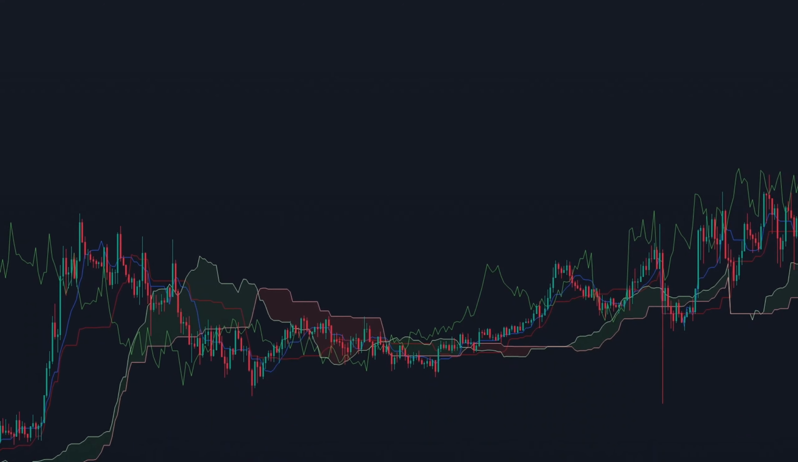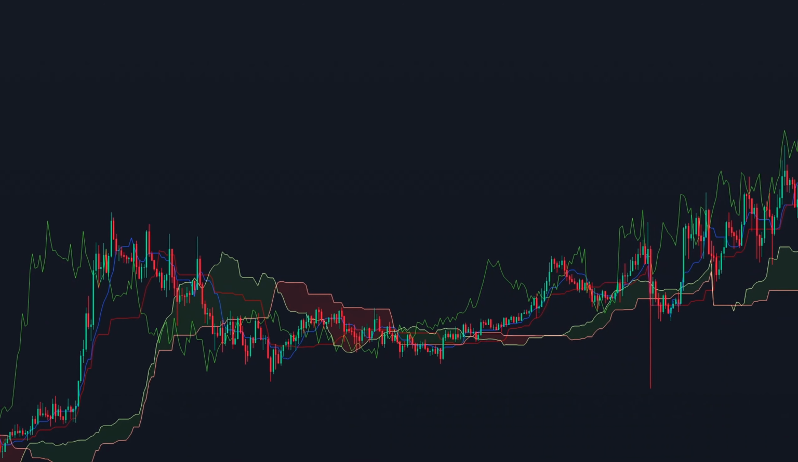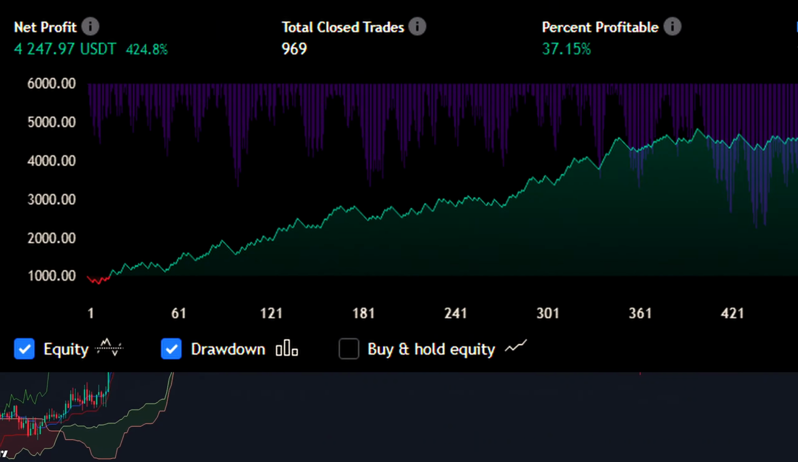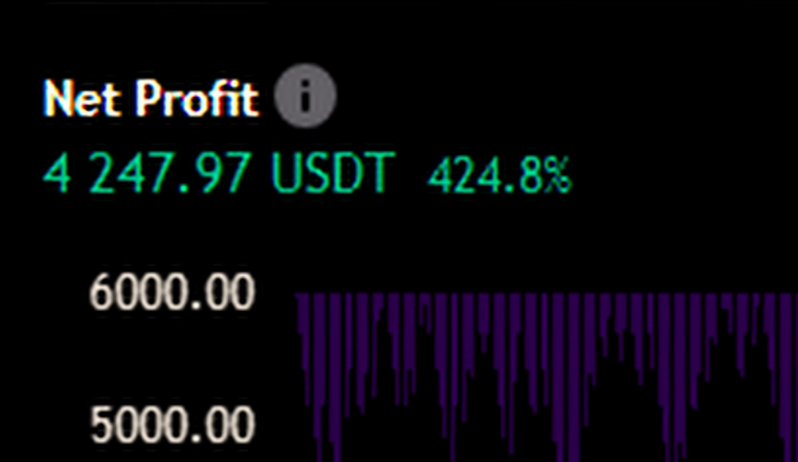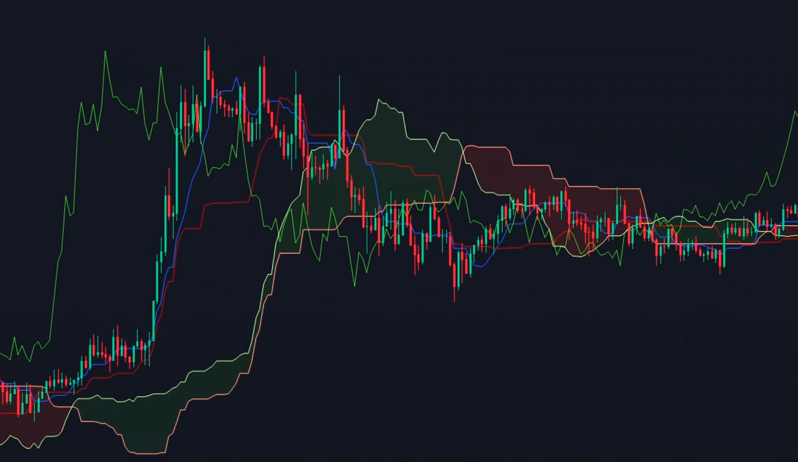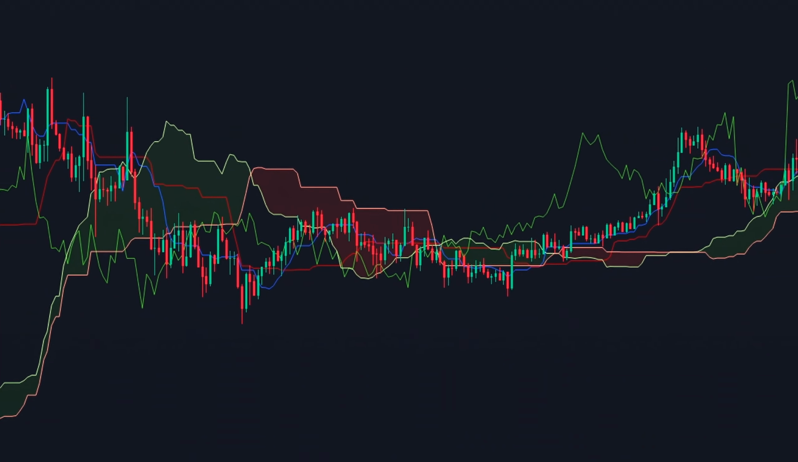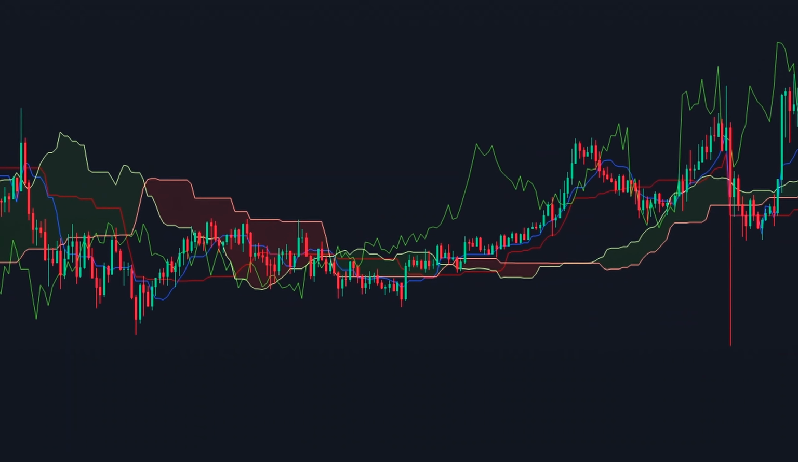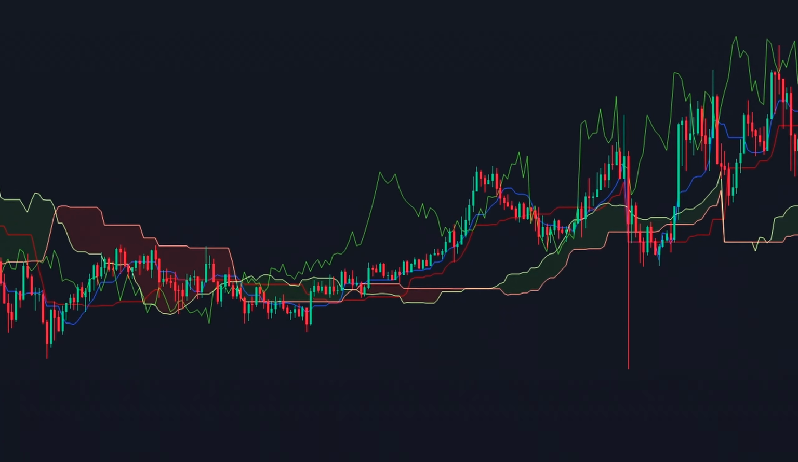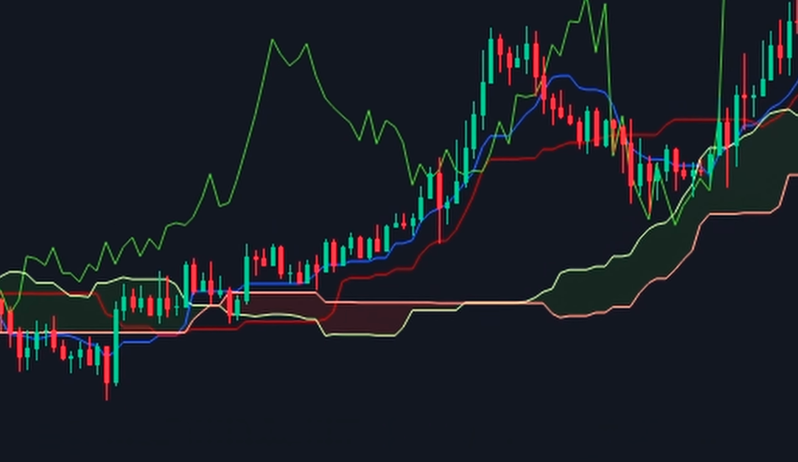Hi traders, today we're going to see a powerful strategy based on Ichimoku Cloud that has generated 424% net profit. At first glance, this indicator seems pretty complex. That's why we will simplify it as much as possible, keeping all the necessary stuff to maintain its effectiveness. So, let's dive into it!